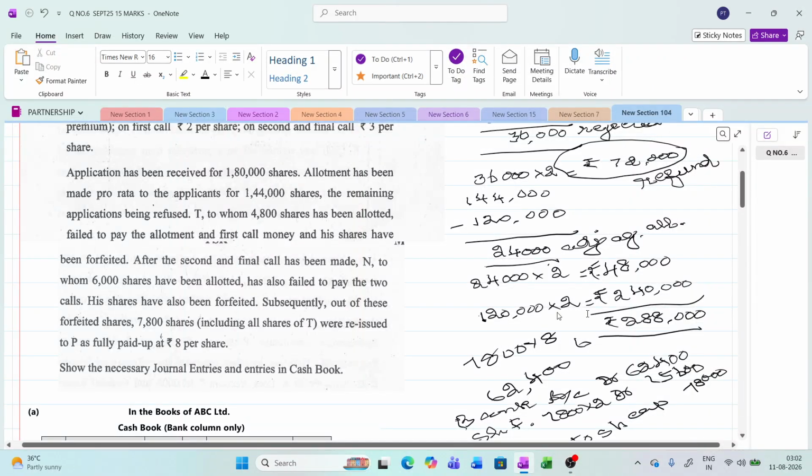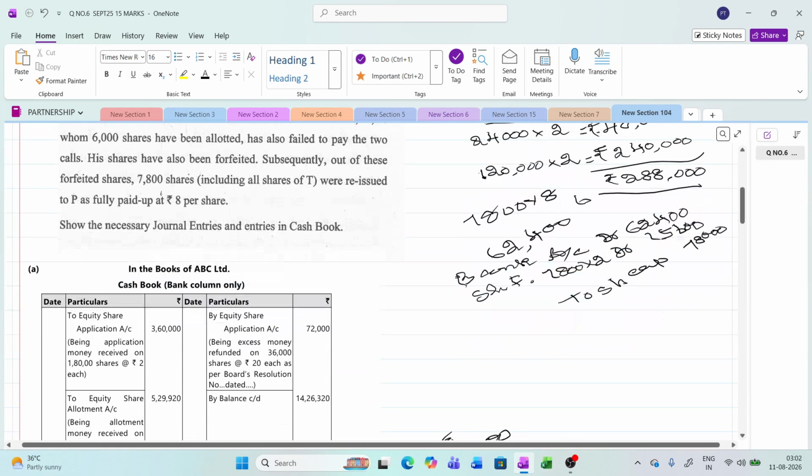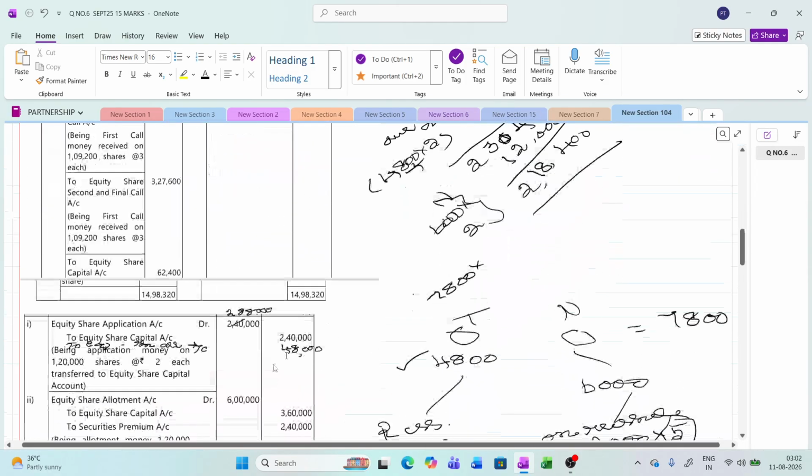2,88,000. In that, 1,20,000 into 2 will go into your capital account, because this is application money on issued shares, and the balance 24,000 will go into your excess application money in your allotment account. So the first entry is the application account. We have received 3,60,000 in the bank account, and that 72,000 was returned. Now coming to the journal, it is 2,88,000 application to capital account 2,40,000, and allotment will become 48,000.